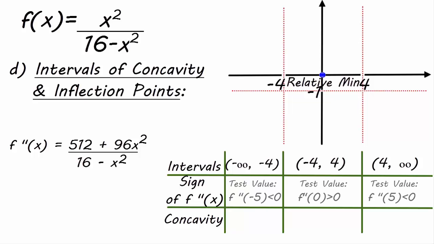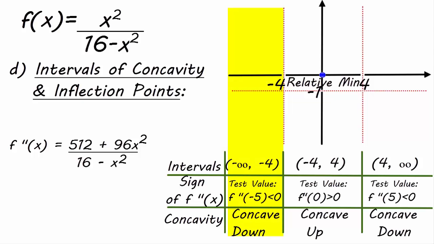Then using test values to plug into the second derivative, we get the sign of f double prime of x to be negative, positive, and then negative, which means the graph of the function is concave down on the first interval, concave up on the second, and concave down on the last. Again, there is a change in concavity between each interval, but because x equals negative 4 and x equals 4 are not in the domain, they cannot be inflection points. Then the graph is as follows.